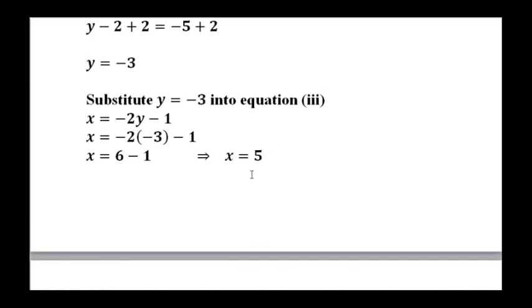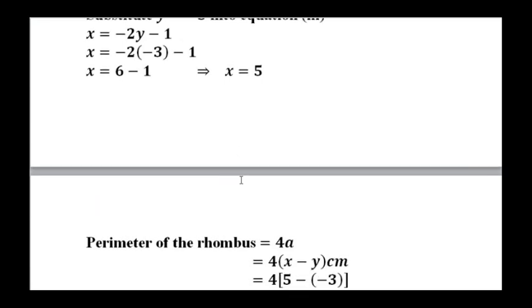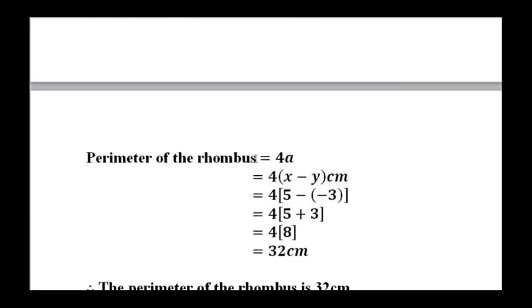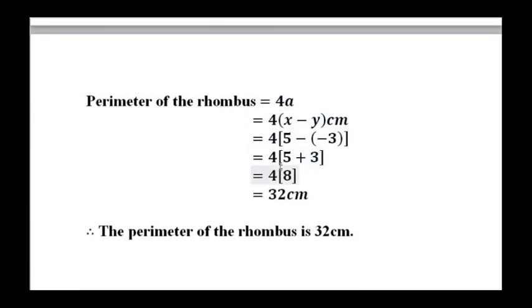Now that we have found values for both variables x and y, let's proceed to find the perimeter of the rhombus. Perimeter of the rhombus is equal to 4a. The perimeter of a rhombus can be calculated by multiplying the length of one side, represented by a, by 4. Once you find the length of a side of a rhombus, you can find its perimeter by multiplying this length by 4. I'm going to do the same thing.